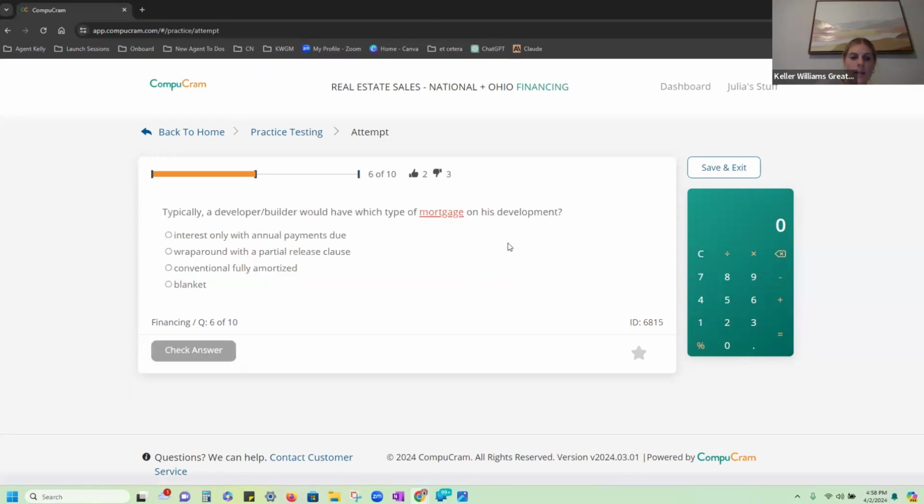Okay. Typically, a developer slash builder would have which type of mortgage on his development? A, interest only with annual payments due. B, wraparound with a partial release clause. C, conventional, fully amortized. Or D, blanket.